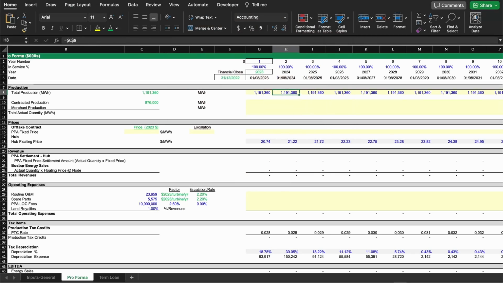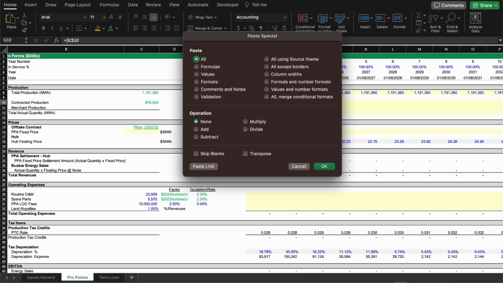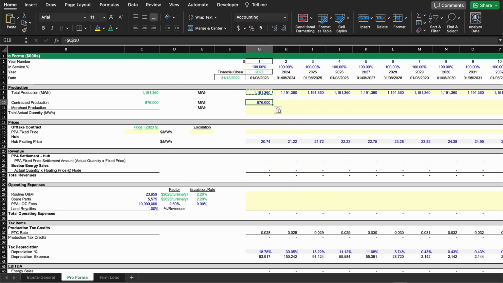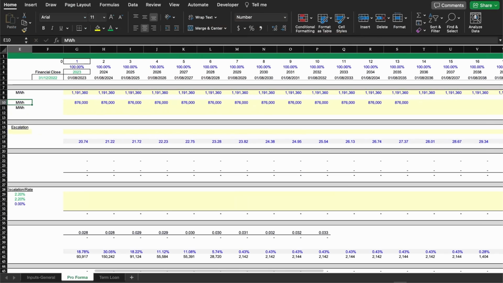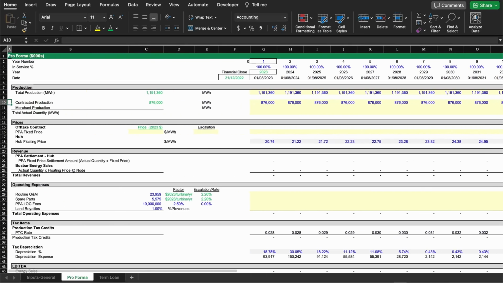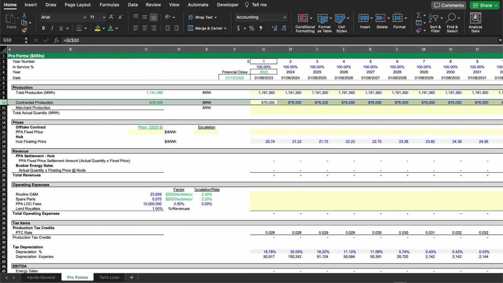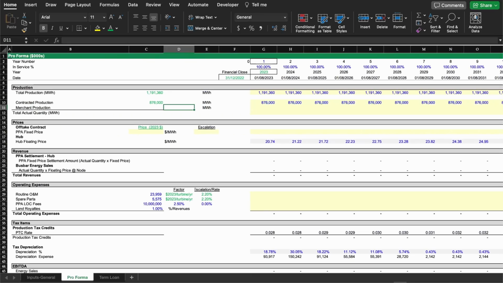So every year we produce this much here, and 73.5% is going to be delivered to the off-taker. I'm just going to copy and paste a style here, and now I'm going to copy and paste everything across. And that's what we have here. Cool. Next, merchant production. So here we go.